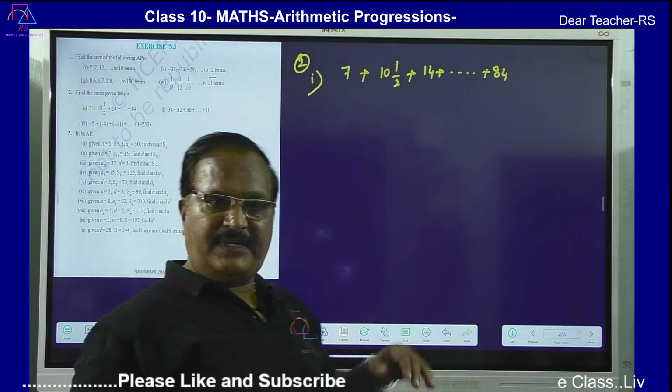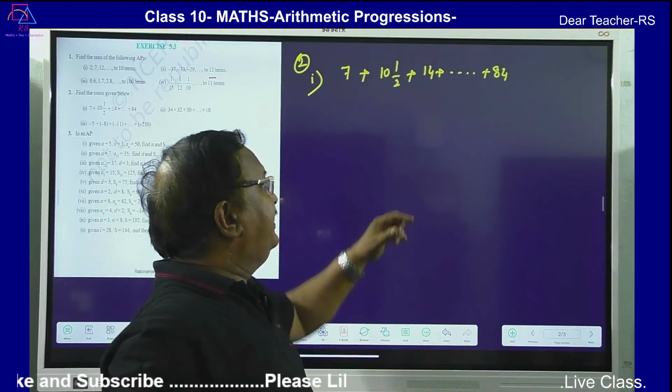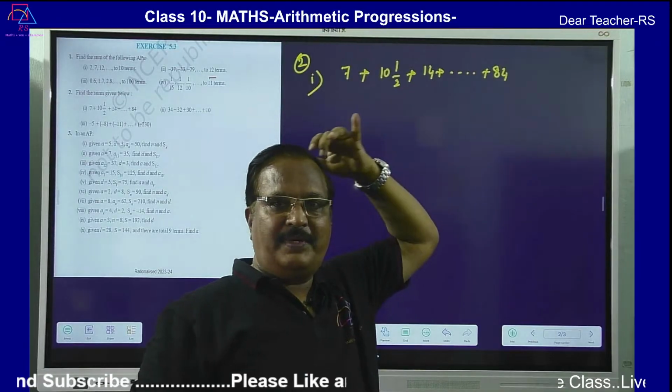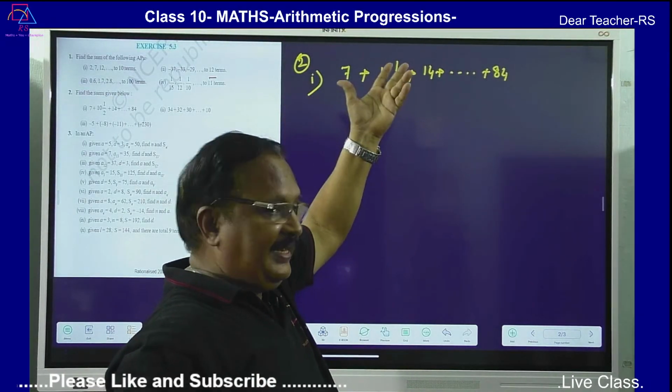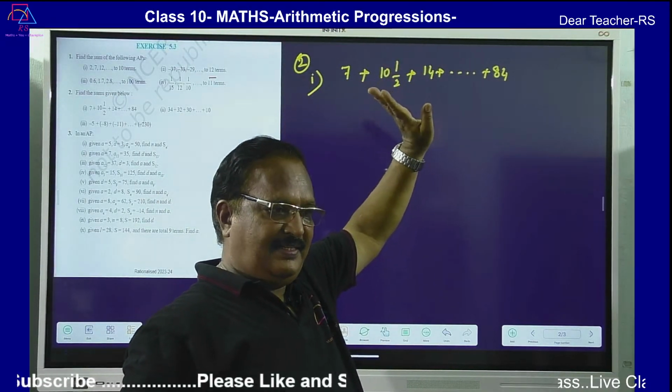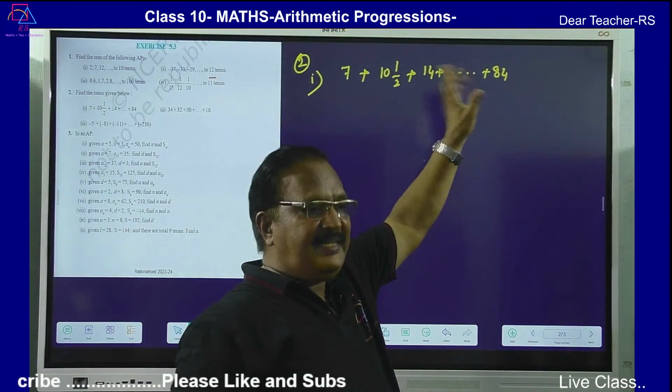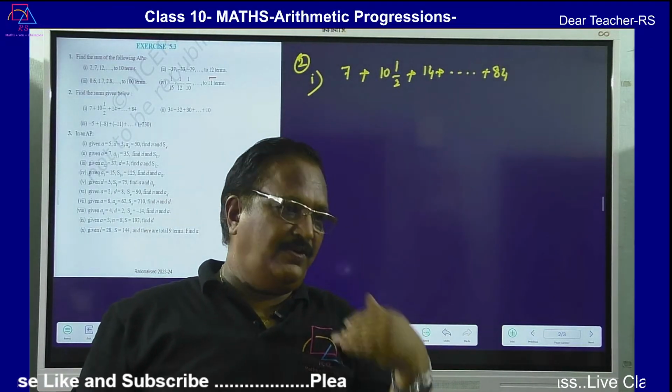So the difference between the first sum and this sum is, n is given in the first sum. That means n is equal to 100, like that it is given. Here n is not given. The last term is 84, so you have to find out n.